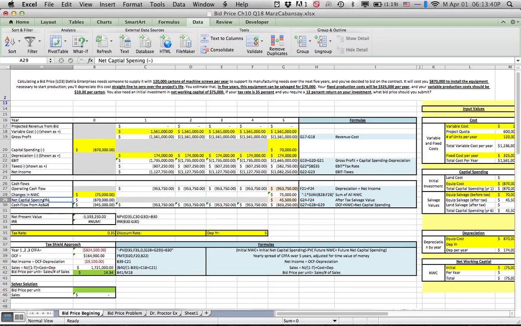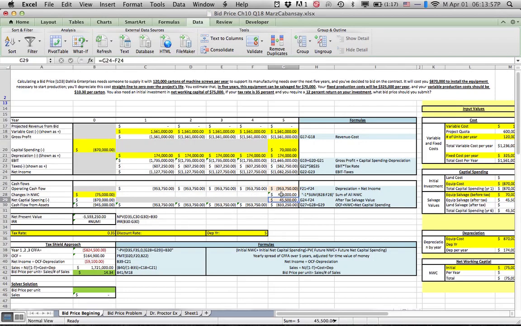The next line, line 29, is the net capital spending. And you'll see that we just pull down our initial net working capital spending from B20 up here. You don't populate anything else unless you've invested net capital spending over those years.